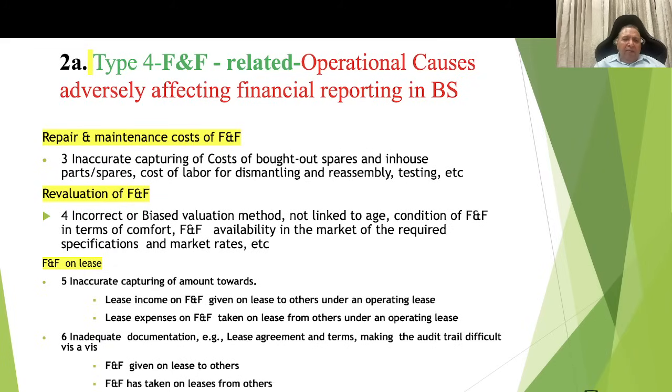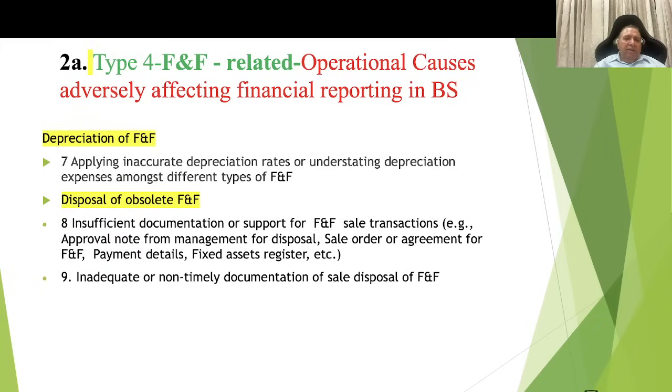Now, lease can be either for the F&F given on lease to others or taken on lease from others. So, inaccurate capturing of the amounts towards this lease income or lease expenses. Inadequate documentation, for example, lease agreement and terms thereof, making the audit trail difficult and hence recording of these in the financial books. Seventh cause is depreciation related, which is applying inaccurate depreciation rates or understating the depreciation expenses among the different types of F&F.